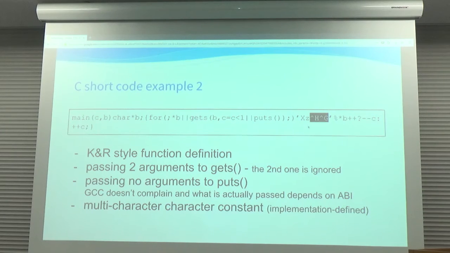And here, a multi-character constant is used, and the value of this expression is implementation defined. But it works.